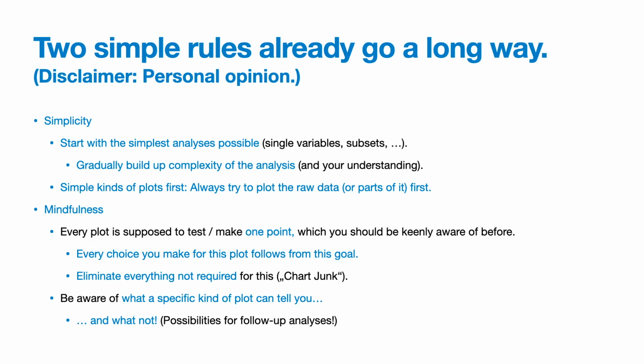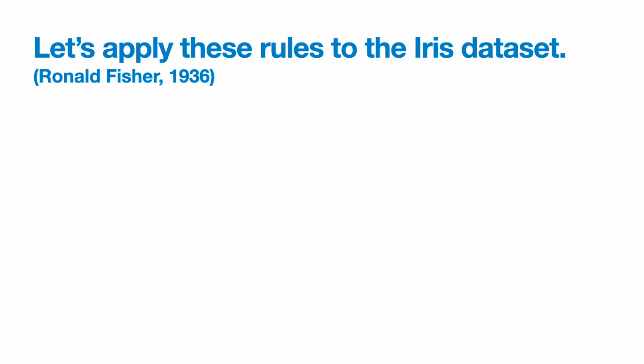Because if you think, well, this plot tells me X and Y, but it cannot tell me Z or whatever, then you instantly understand, hey, maybe looking at Z would make sense, or it always offers you a possibility to continue this analysis. And to hopefully convince you that these two simple and rather non-technical rules are helpful, I'd like to start with a very simple data set called the Iris data set.